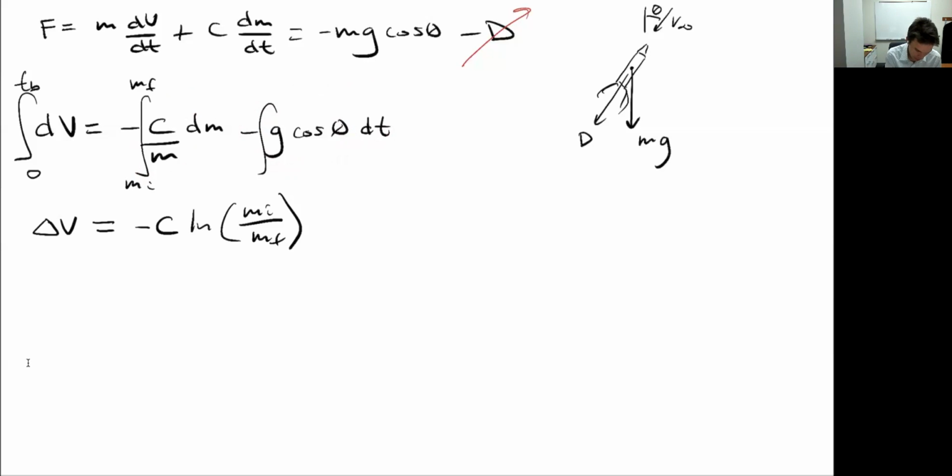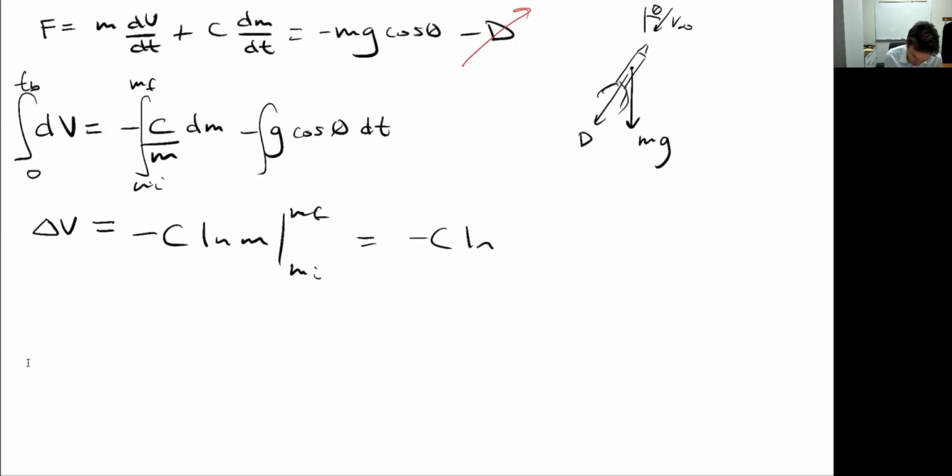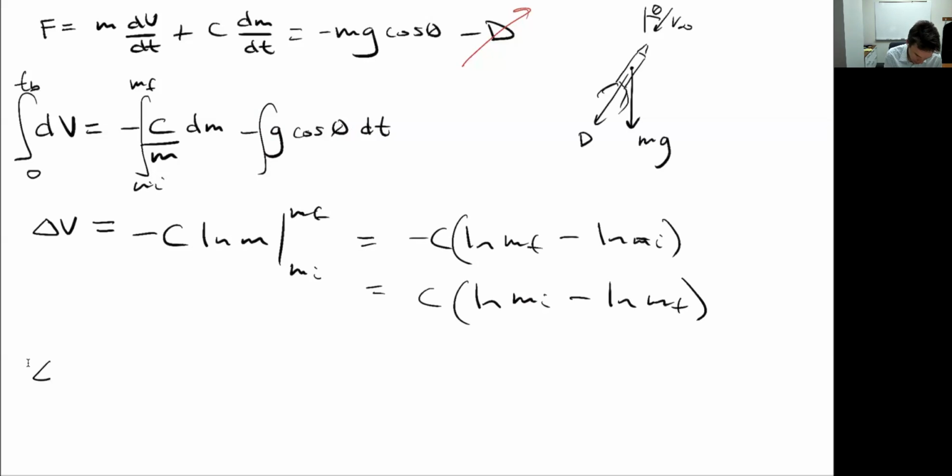Oh, sorry, the negative sign is gone because, well, all right, let me just do that more carefully. So this becomes minus c, the natural log of m from initial to final. Okay, so that's equal to minus c, the natural log of m final minus m initial, which is equal to c, the natural log of m initial minus the natural log of m final. So then I have delta v equals c, the natural log of, and I'm using the log rules here, right? If I subtract these, I can put them in the same argument, divide them. Okay, and we call this term here the mass ratio.